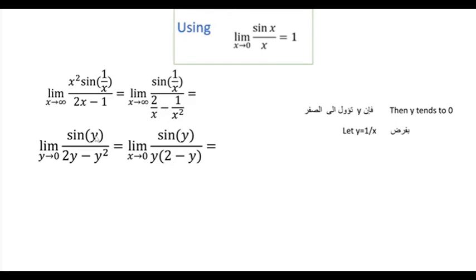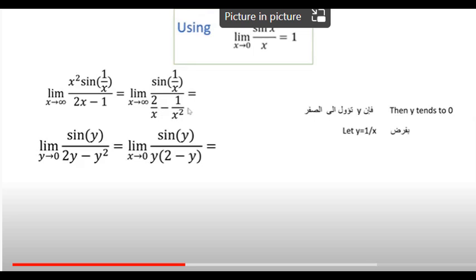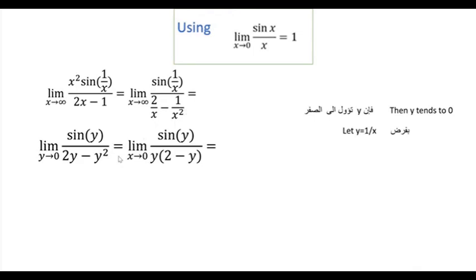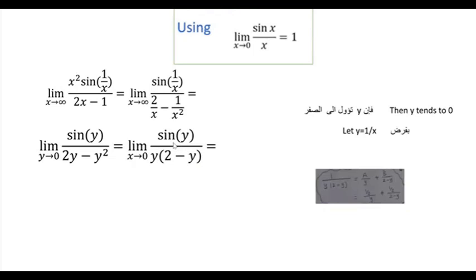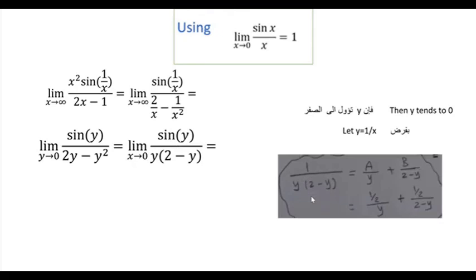Now, our limit changed into the limit, sorry, by a mistake I wrote x, but it is y tends to 0 for sin y over 2y minus y squared. Now, this one needs a partial fraction. So, remember, you are lucky here because you have first order factorization in the denominator. So you have a over y plus b over the second factor, 2 minus y.